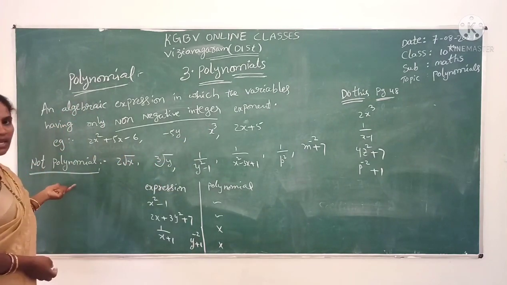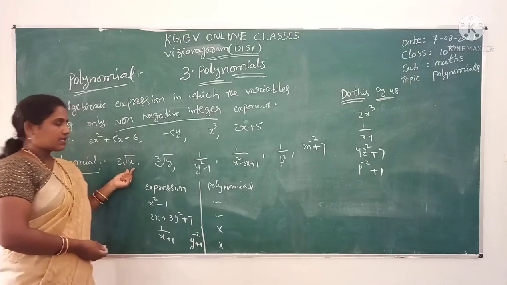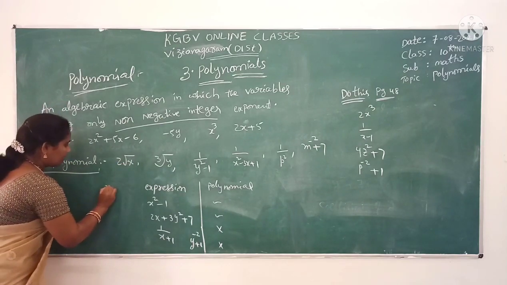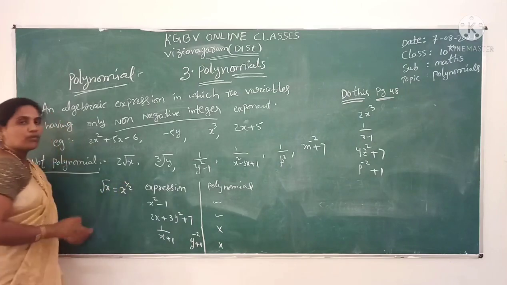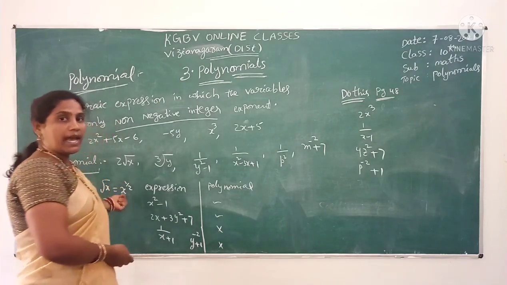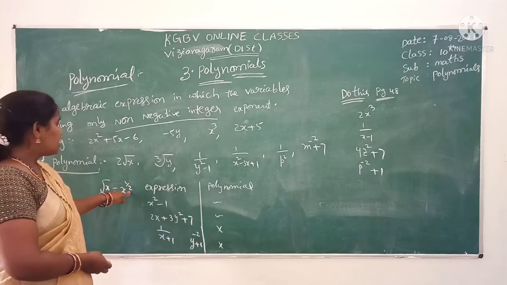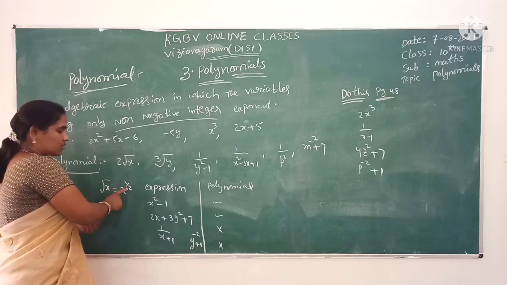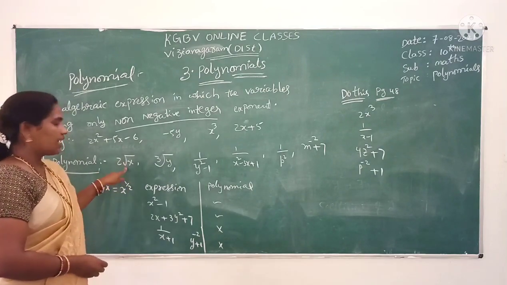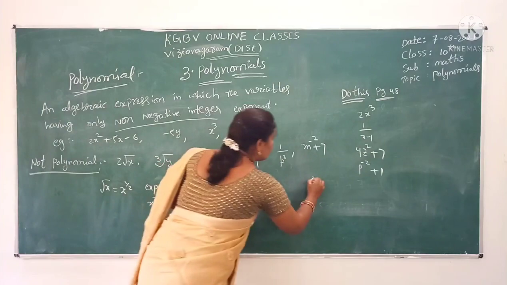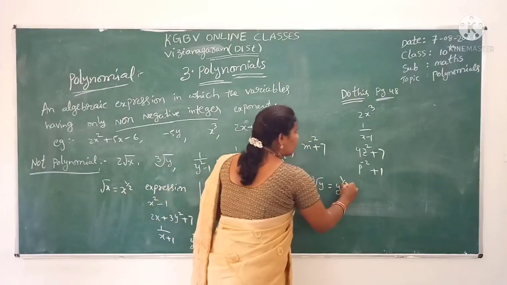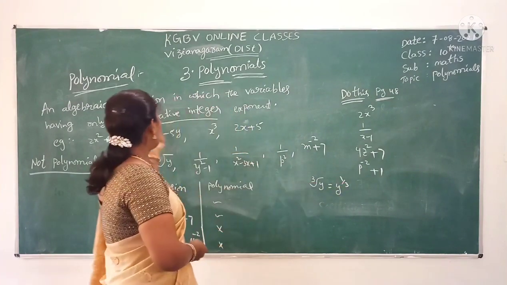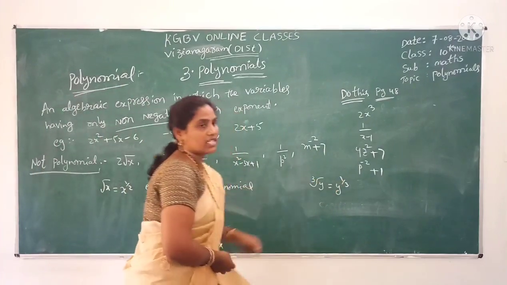What are not polynomials? 2 root x. In this expression the variable is x. Root x means x to the power of 1 by 2. So this variable has a fraction exponent. So this is not a polynomial. Cube root y means y to the power of 1 by 3. This is not a polynomial because the variable does not have a non-negative integer exponent, it is a fraction.